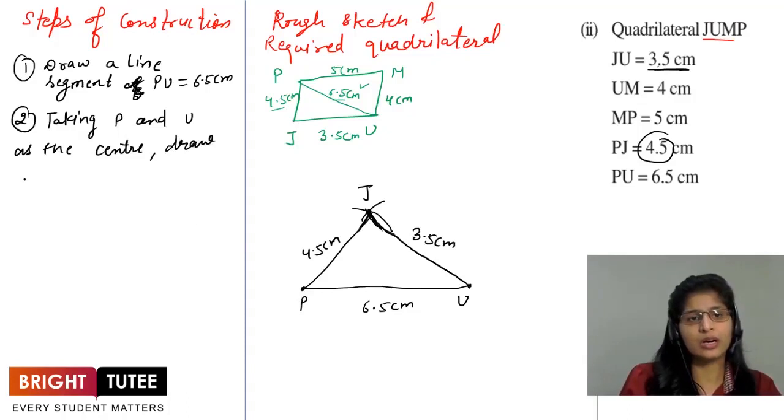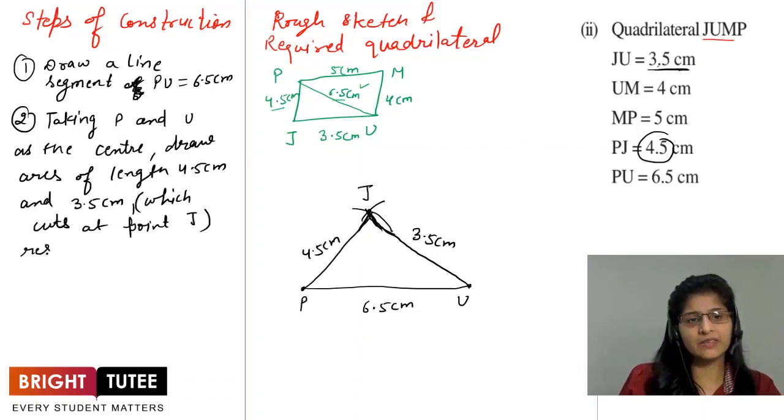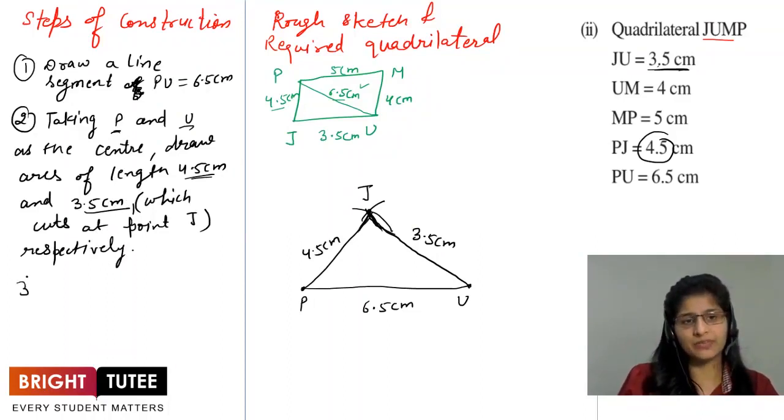Draw arcs of length 4.5 centimeter and 3.5 centimeter which cut at point J. In the bracket you can write respectively. Why are we writing this word respectively? So that we know that from point P we have drawn the arc of 4.5, and from U we have drawn the arc of 3.5 centimeter. Now the next step will be what?